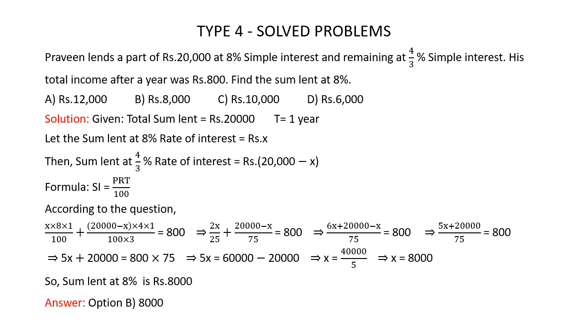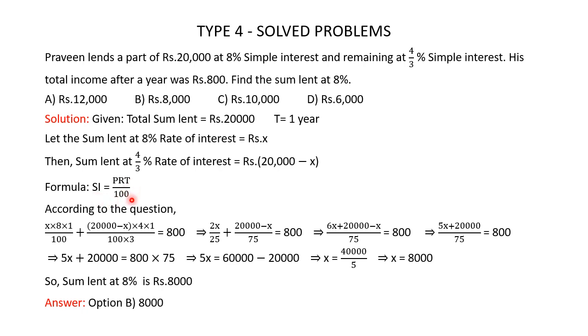Now it's given that Praveen's total income after a year was rupees 800. This means the time is 1 year and total income is nothing but total interest. So the interest earned by Praveen at 8% plus the interest earned by Praveen at 4/3% is equal to rupees 800. Now we know that simple interest can be found out using the formula simple interest is equal to PRT by 100.